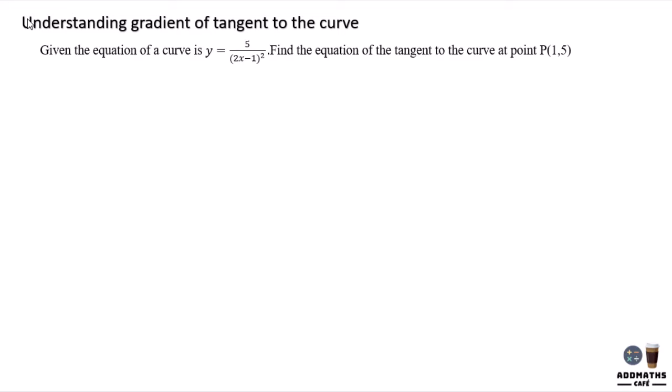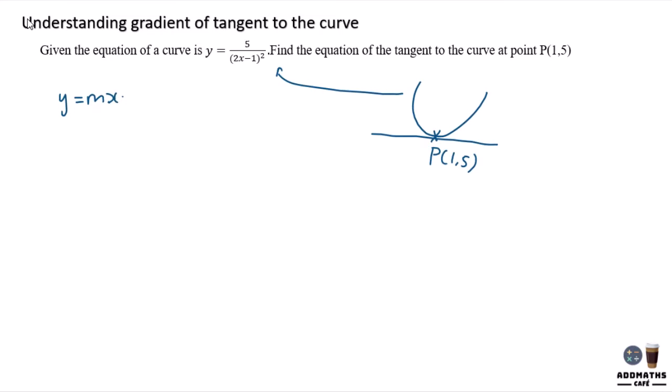Understanding gradient of tangent to the curve, the same part. We are trying to do this: given the equation of a curve, which is y equals this equation, find the equation of the tangent to the curve. Let's say this tangent to the curve is here at this one point, where this point is (1, 5). First, every time you try to find an equation, it is y equals mx plus c, and you need to find the gradient.